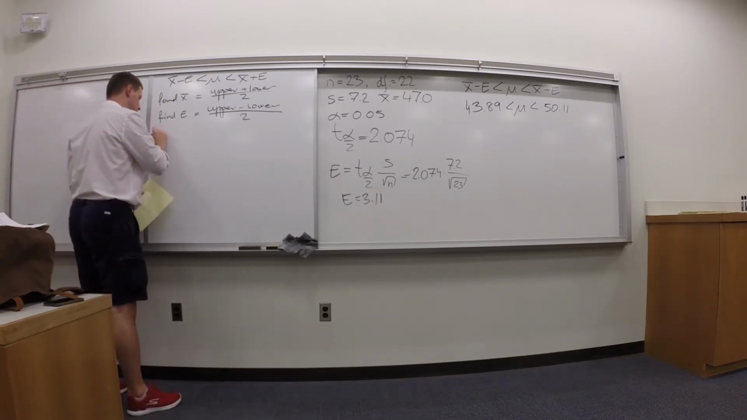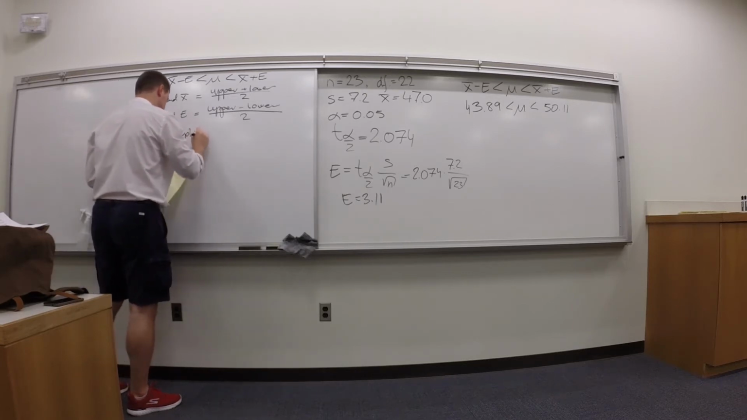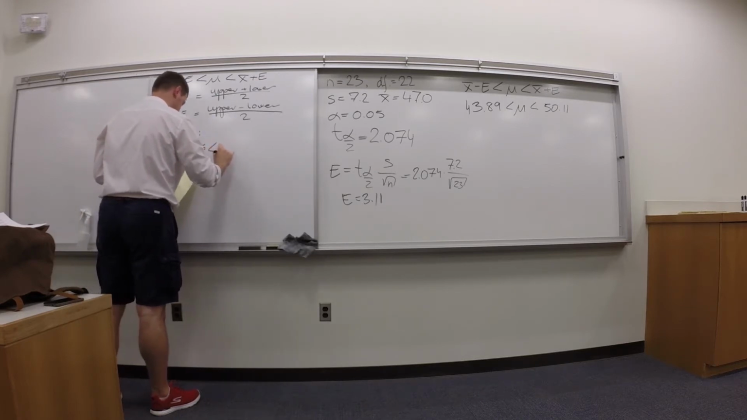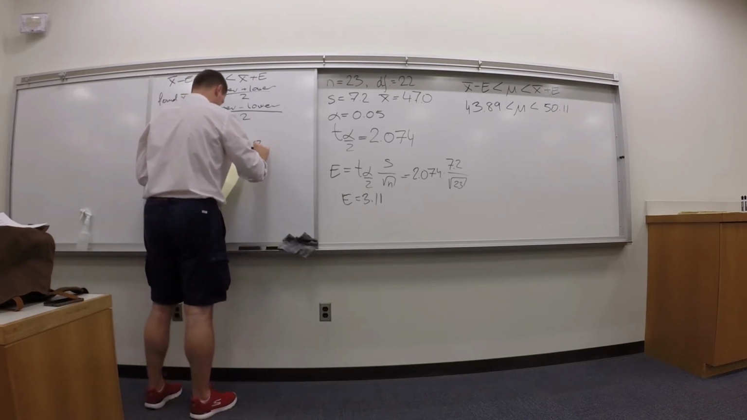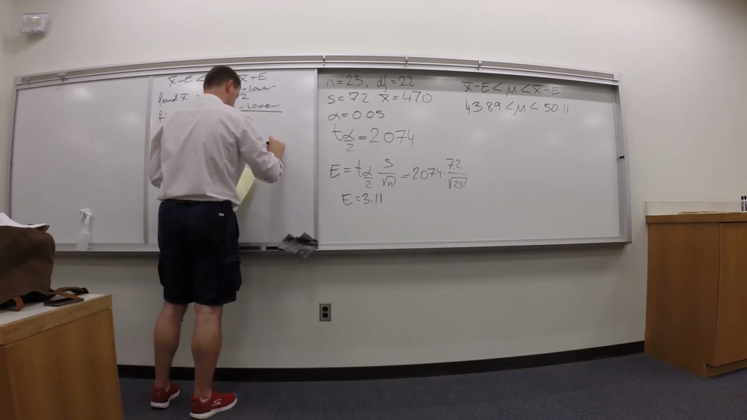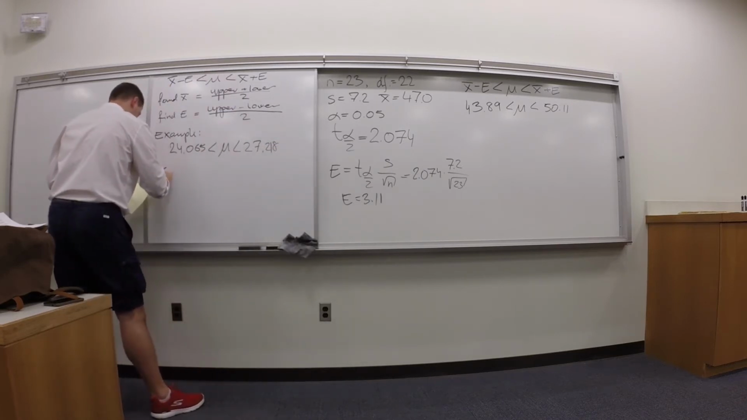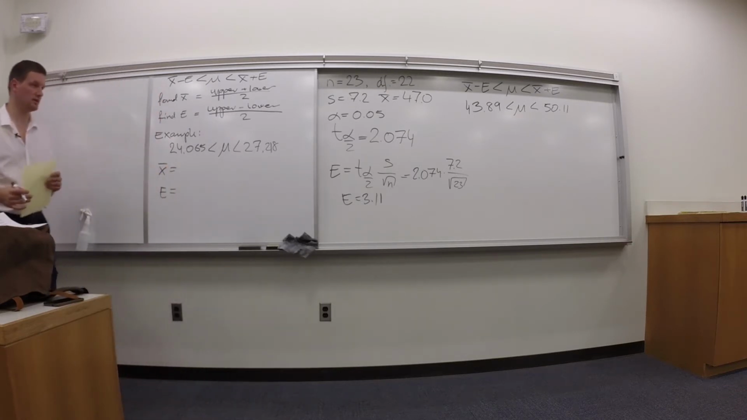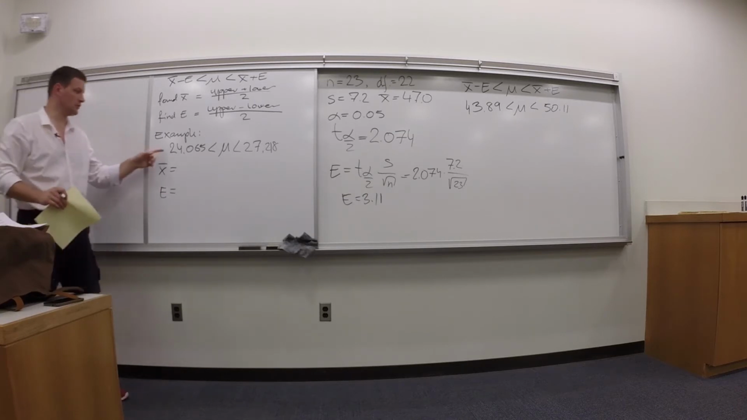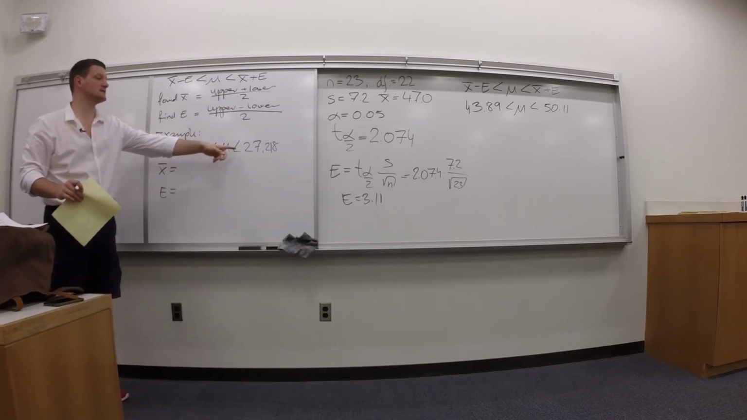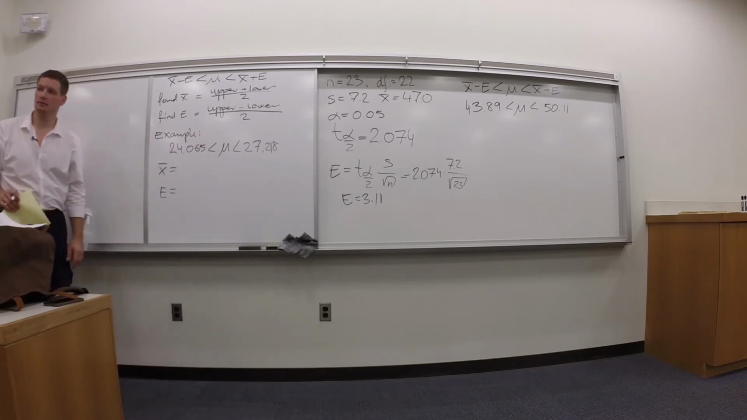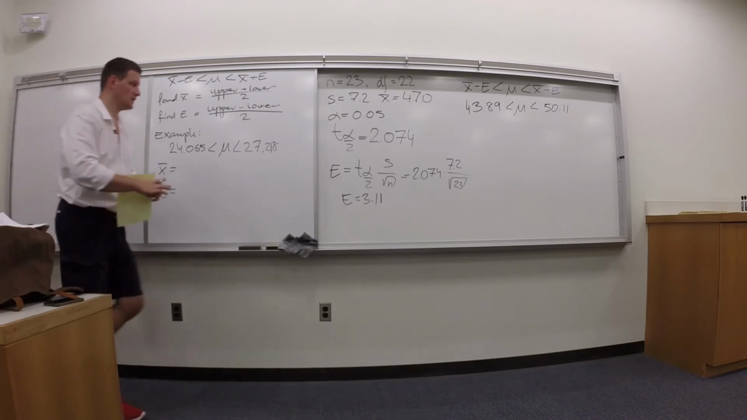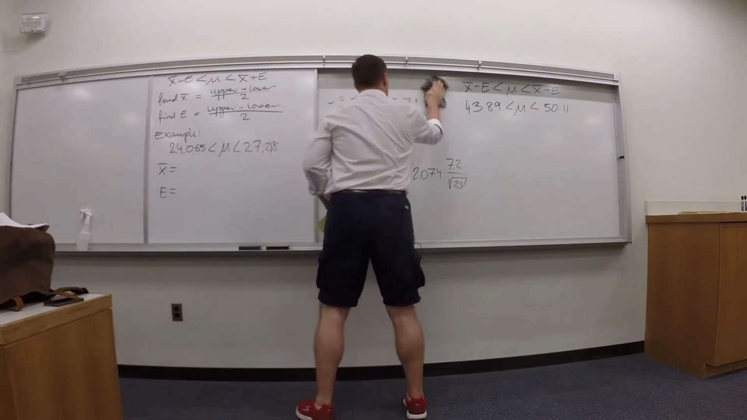All right, let's do an example. Find x bar and E. So we have 24.065 less than mu less than 27.218. Let's find x bar and E. And while you do that, do that out.